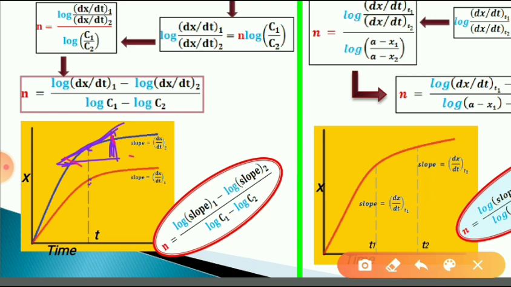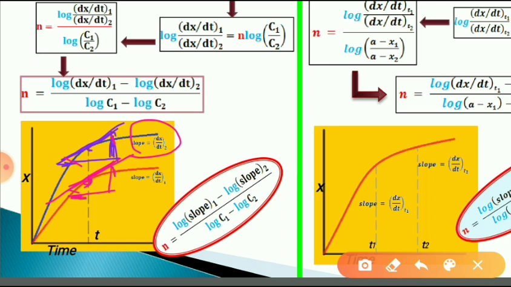From this, the slope for the initial concentration can be calculated, that is, the slope equal to dx upon dt per second exactly for the initial concentration a1. So here the tangent is passed, and the two points on the curve are joined.